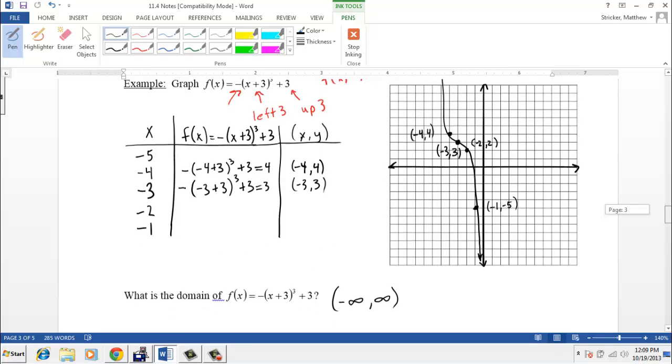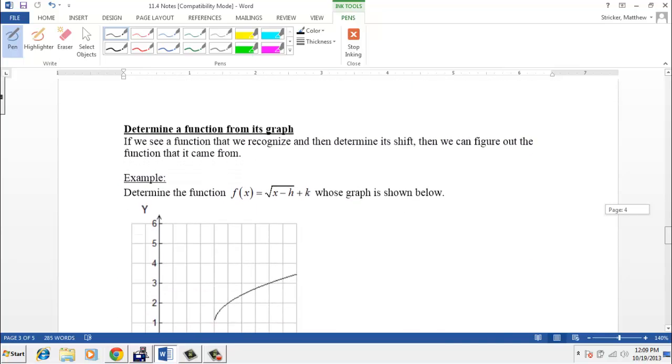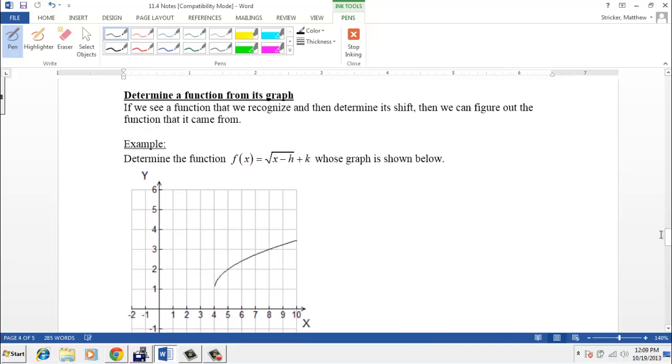So the last thing we're going to do here is look at working backwards. If we actually see a graph, can we use the graph to determine how it's been shifted and then figure out what the original function was? So notice this particular example, we have a square root looking curve. So our actual function should have this form. So what should we think about next? How are we going to determine what the h and k are that go in here that tell us to shift?